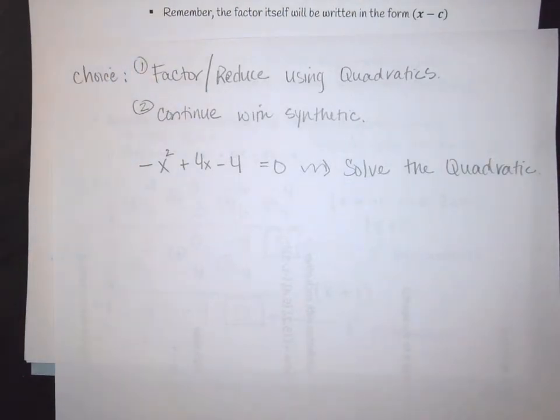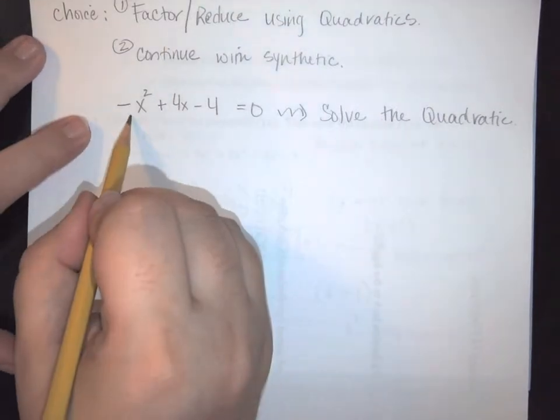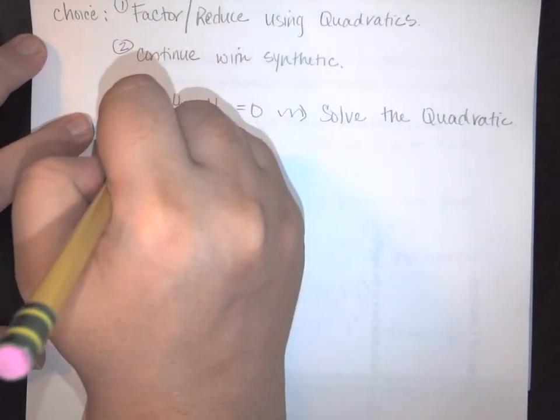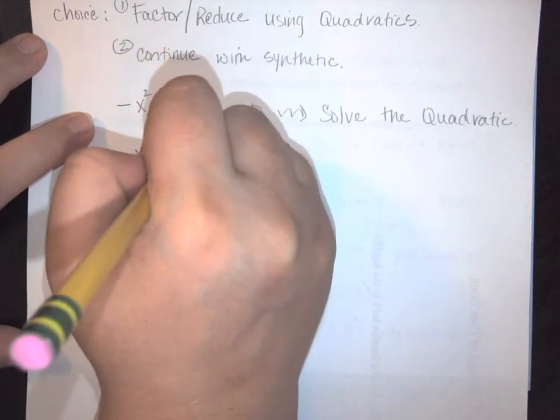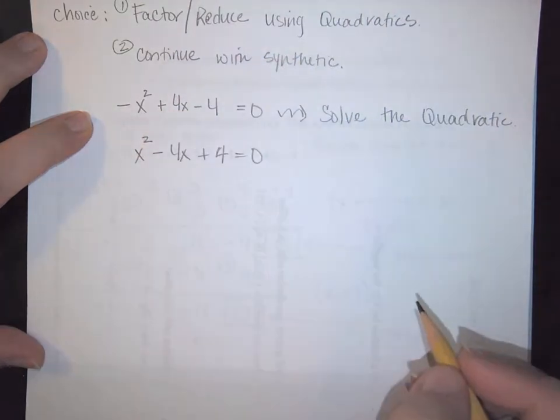So you can factor it using any factor rules. You could solve it using the quadratic formula. It's completely up to you. With this, the first thing I would do is get rid of this negative on my x squared term. So flip all my signs. So this becomes x squared minus 4x plus 4 equals 0.